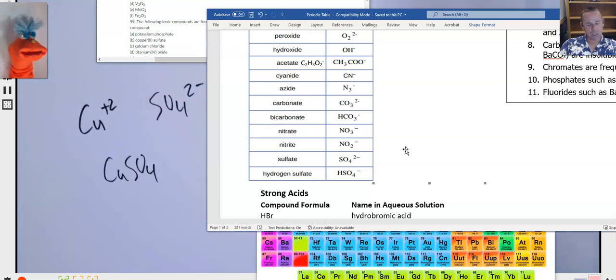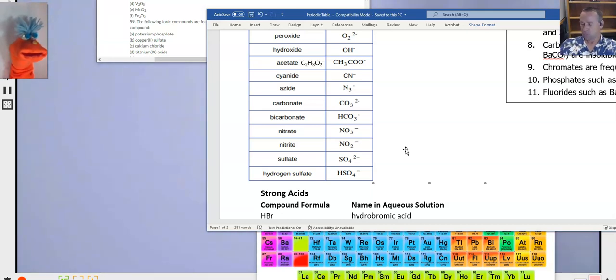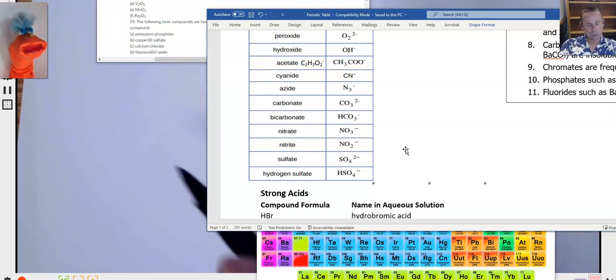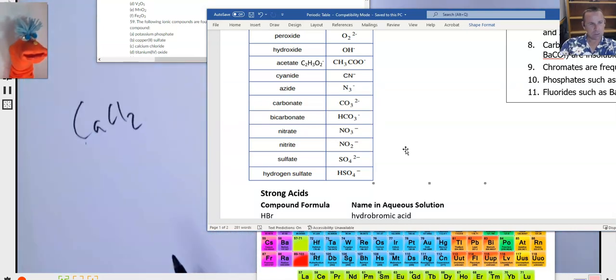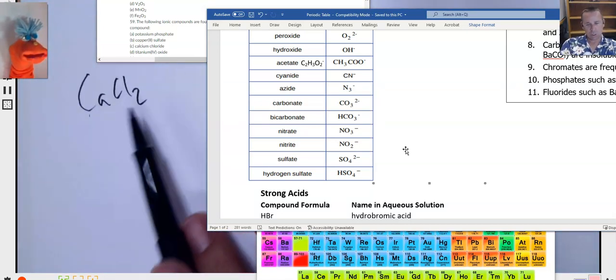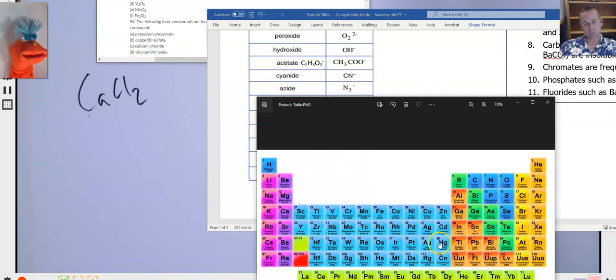CuSO4. That's our copper sulfate. Okay, calcium chloride. Ca and Cl, CaCl2. Very good. CaCl2. That's calcium chloride. Calcium ion and chloride ion, we know their charge states simply by where they're at on the periodic table because they are representative elements.